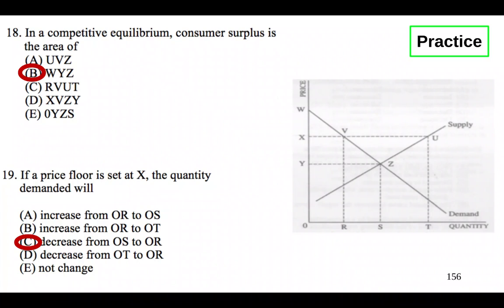If a price floor is set at X, the quantity demanded is going to decrease from OS, which is this distance, to OR. Why? Because first of all, we know the price floor is binding. That's always something you want to look for, because if the price control is not binding, it doesn't work, and therefore you stay at equilibrium. There's going to be no surplus or shortage. So because the price floor is here, the quantity now that's going to be sold is R, so we go from OS to OR.